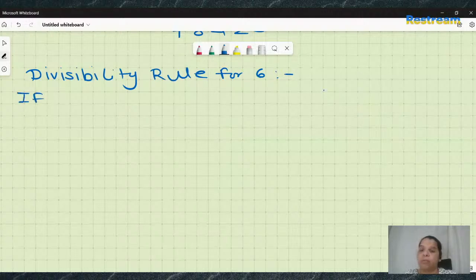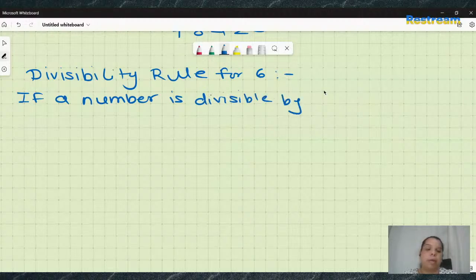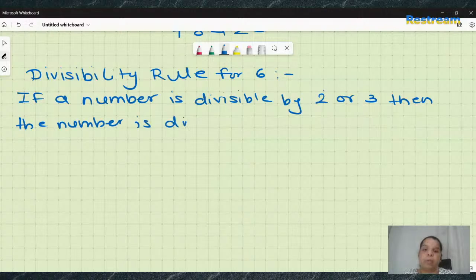So, if a number is divisible by both 2 and 3, then the number is divisible by 6.